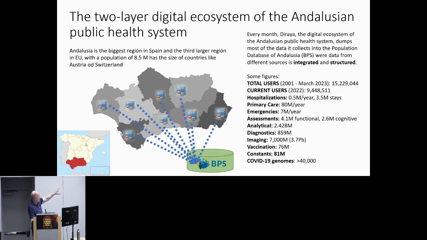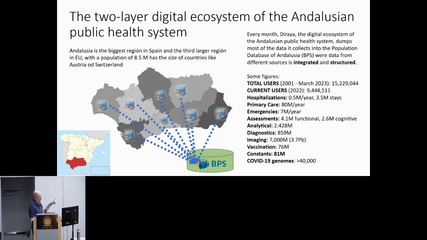And these are some figures that you can see there. We have 15 million patients accumulated since 2001. We have 9.4 million users, which is 1 million more than the population, and probably this is due to people in transit or to people from Europe who live part of the year on the southern coast of Spain, which is very nice for a Norwegian or a North European.